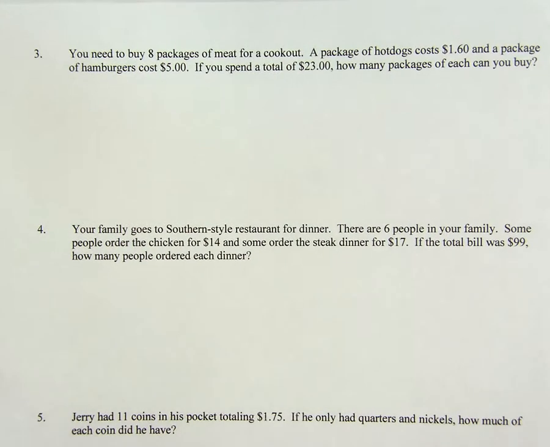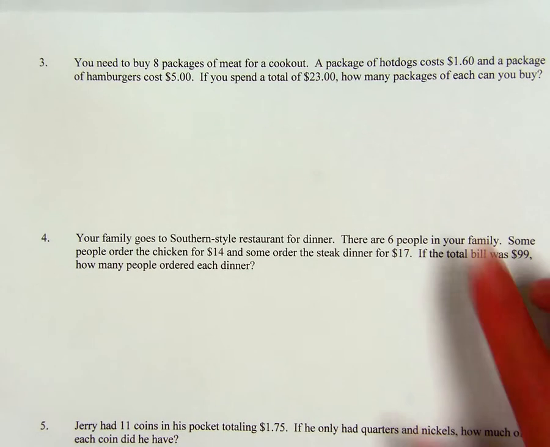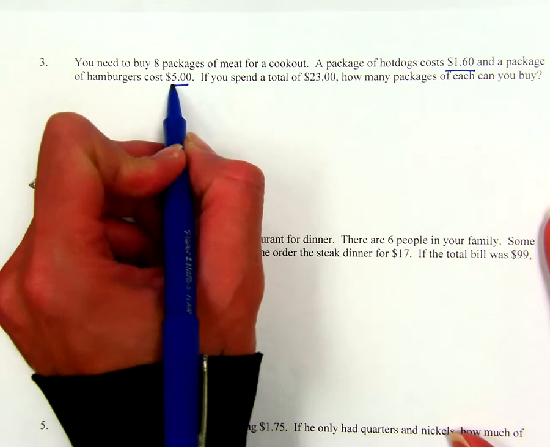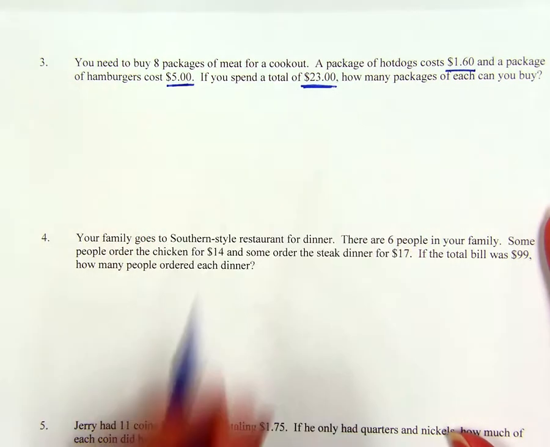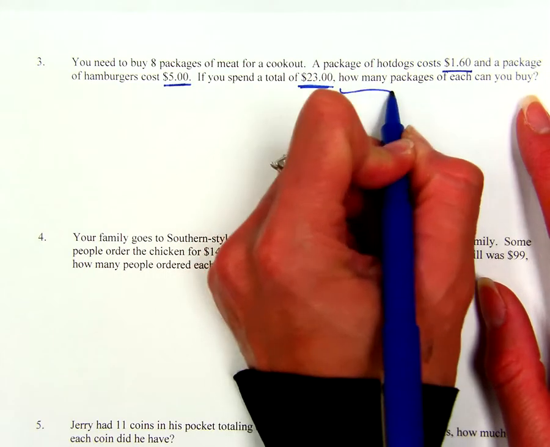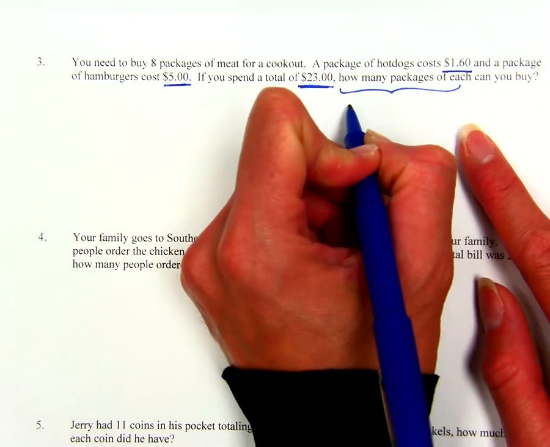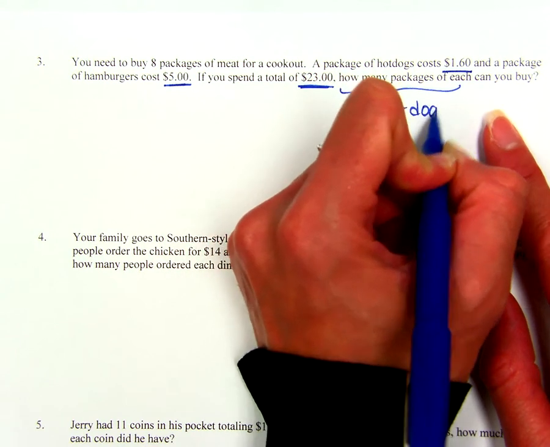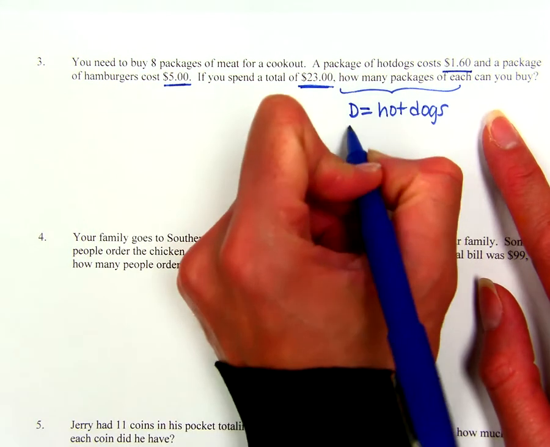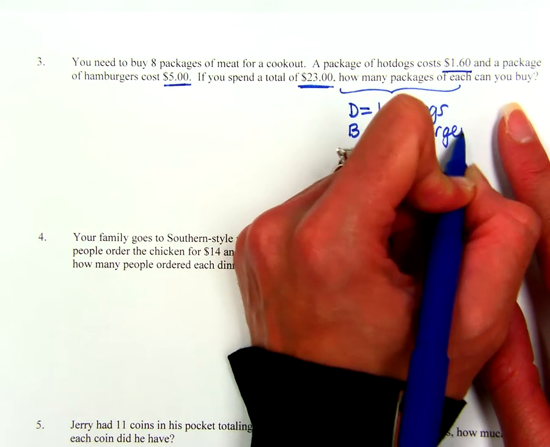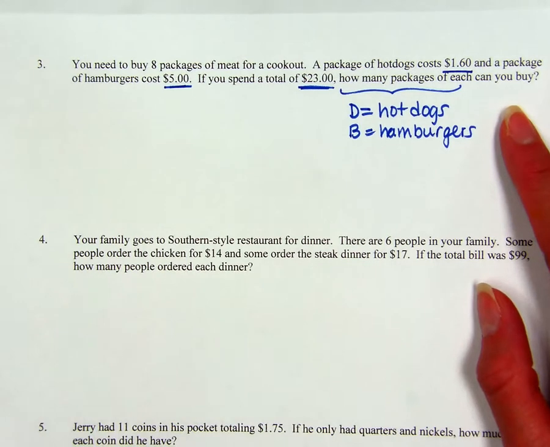All right, moving on. Number 3, you need to buy 8 packages of meat for a cookout. A package of hot dogs costs $1.60, and a package of hamburgers costs $5. If you spend a total of $23, how many packages of each can you buy? What are we trying to find? How many hot dogs? I'm going to call it D for hot dogs, and B for hamburgers. I don't want to use H because they both have an H in it.